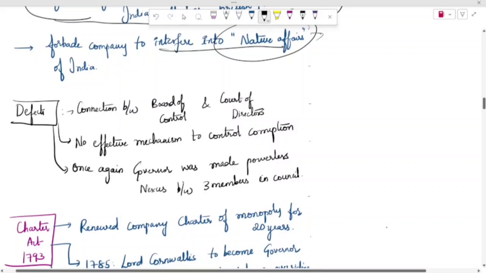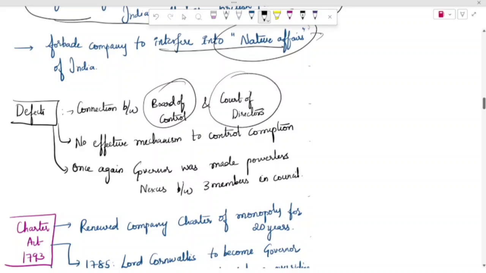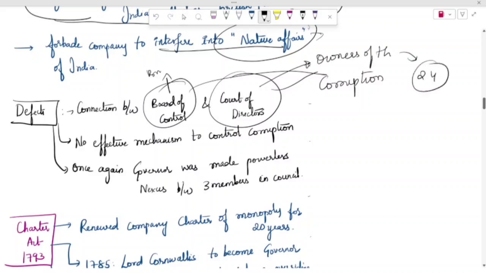Fine. So when it comes to the defects of Pitt's India Act, there was a connection between the Board of Control and the Board of Directors, and they jointly made something called corruption. This Board of Control should report to the British Crown, and the Court of Directors were the head of the company, I mean the owners of the company, and they used to appoint 24 members who can see the affairs of the company in India. These are the Court of Directors, appointed by the owners of the company. Fine, these 2 bodies have jointly made some corruption.